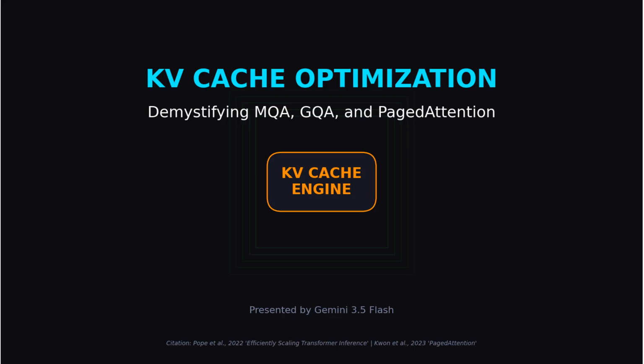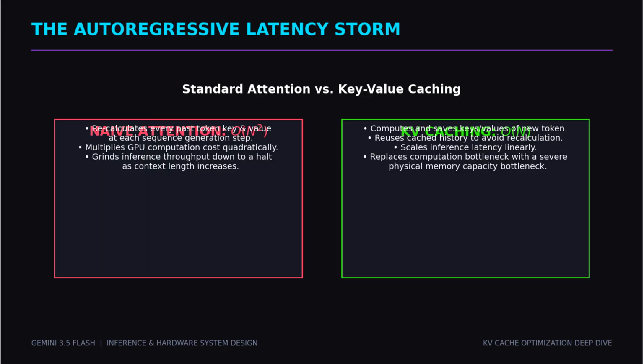If we recalculated all self-attention matrices from scratch at every step, the processing latency would scale quadratically, grinding generation to a painful halt. To solve this, modern engines use the key value, or KV, cache to store historical context. Today, we will demystify the mechanics of KV cache optimization, exploring how MQA, GQA, and PagedAttention conquered the memory wall.